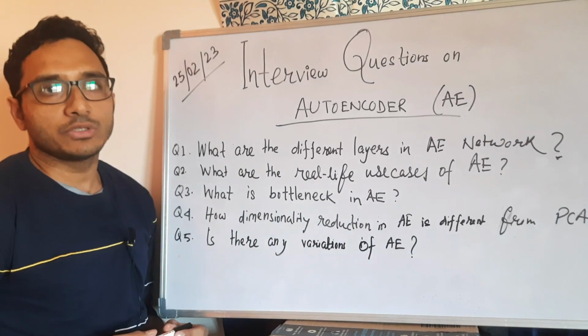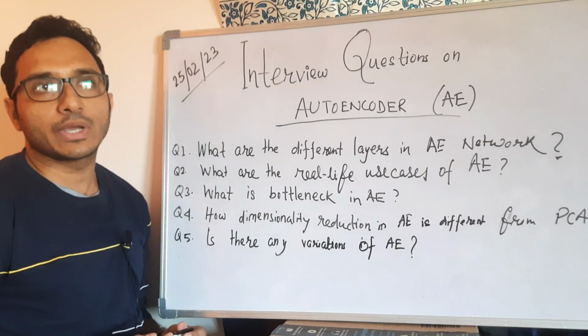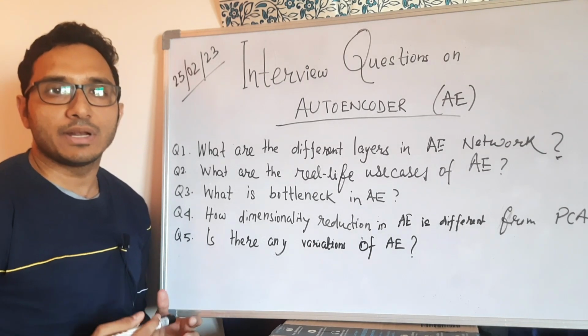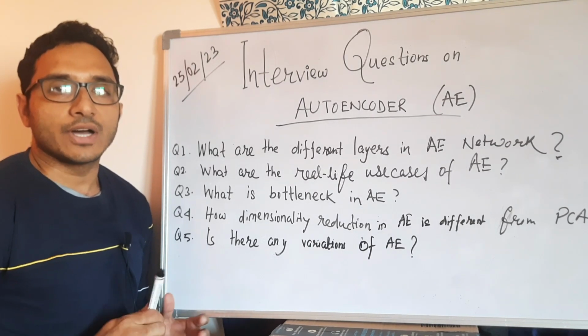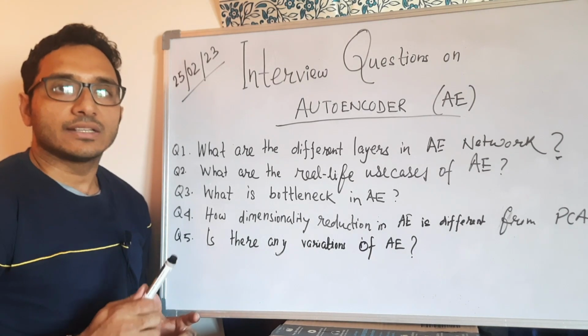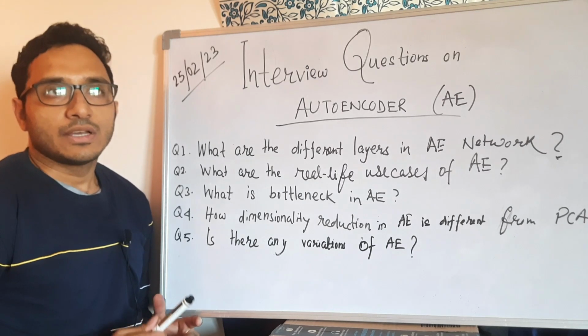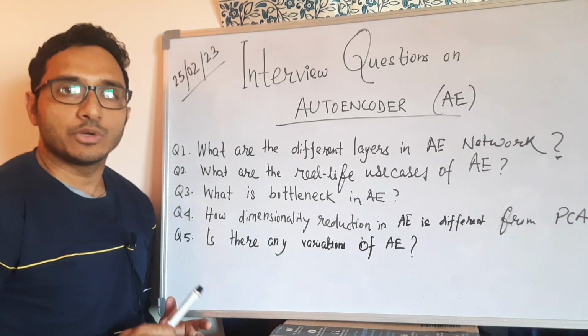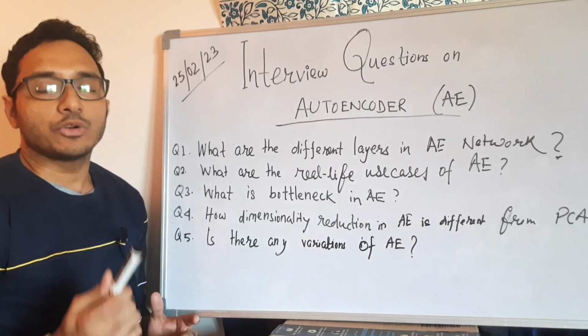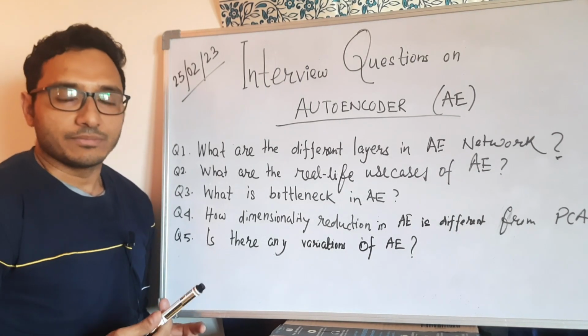Now if you think about the architecture of autoencoder, it's a very simple architecture. The first layer is the encoding layer, the second layer is the coding layer, and the third layer is the decoding layer. The encoding layer is the input layer of the neural network, the coding layer is the hidden layer, and the output layer is the decoding layer.